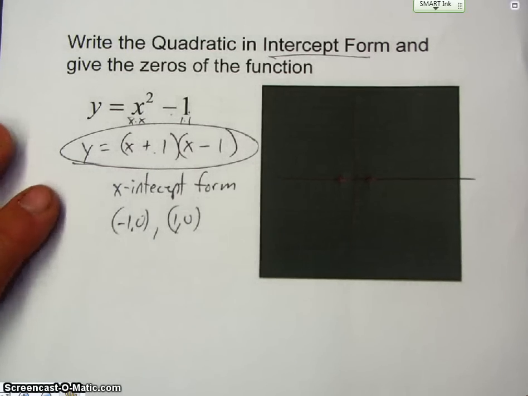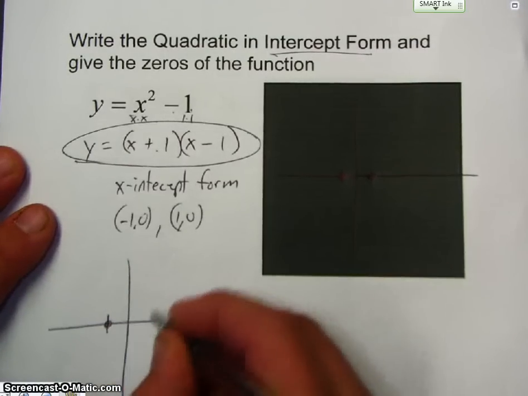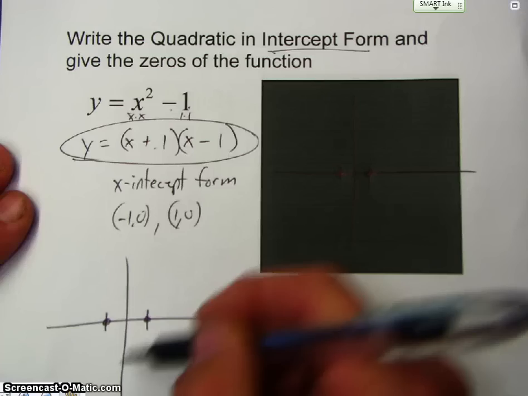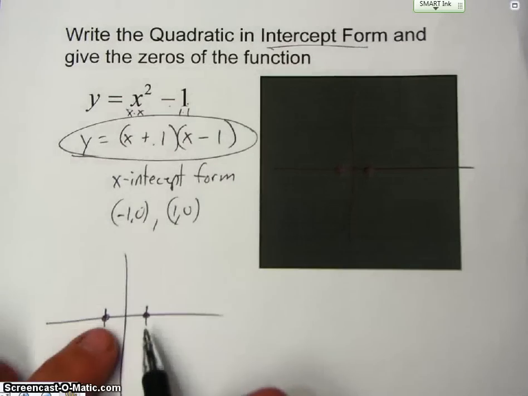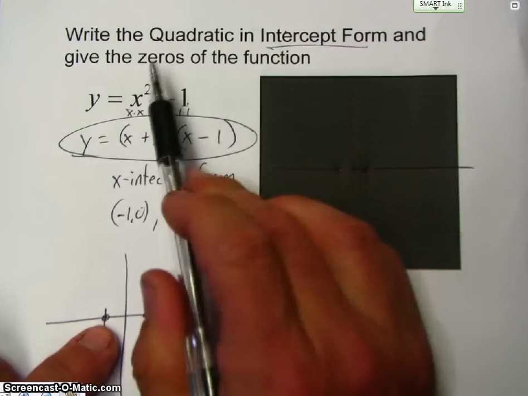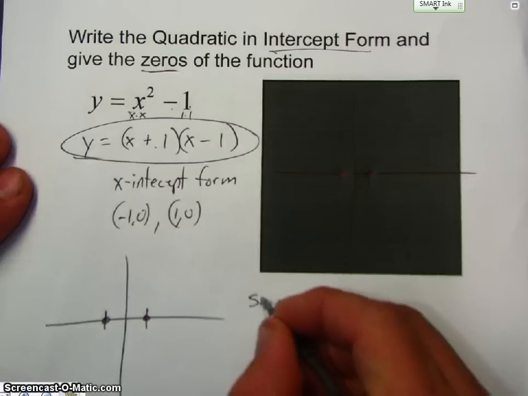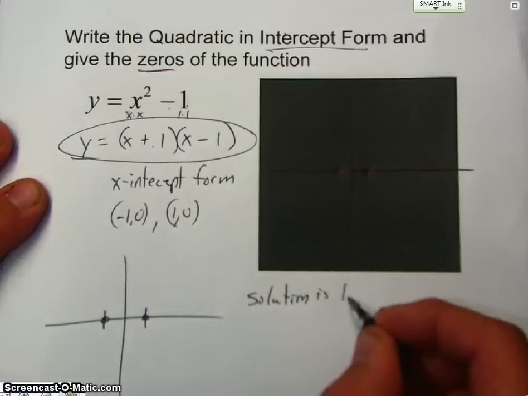Again, negative 1, 0 and 1, 0. That's where the graph crosses the x-axis. We can continue to find the vertex and then continue to graph it, but we don't need to. I just want to show you the relationship between the x-intercepts and zeros. That means my solution is 1 and negative 1.